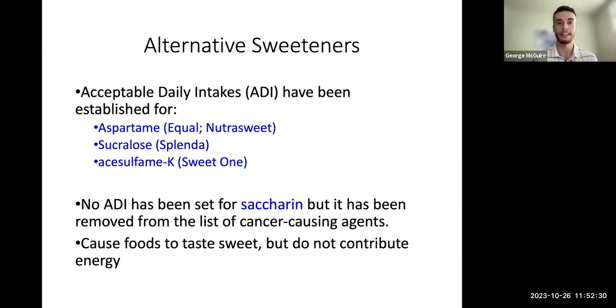And so we have an acceptable daily intake value for some of the more common alternative sweeteners like aspartame and sucralose. We have an ADI for acesulfame, but this one is much less common now. Instead, saccharin has been on the rise as a common alternative sweetener. But because saccharin is so new, we don't yet fully understand it. So there isn't an ADI set for it. But again, these simply cause our tongues to taste sweet in our food, but do not actually contribute any sugar to our calorie count.